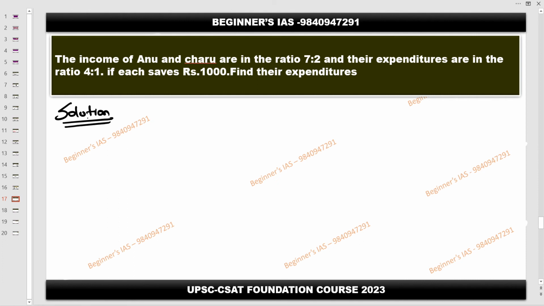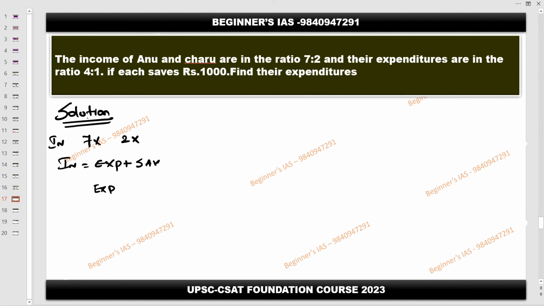So incomes are in the ratio 7x to 2x. So this is the income. Okay, so you know income is equal to expenditure plus savings.